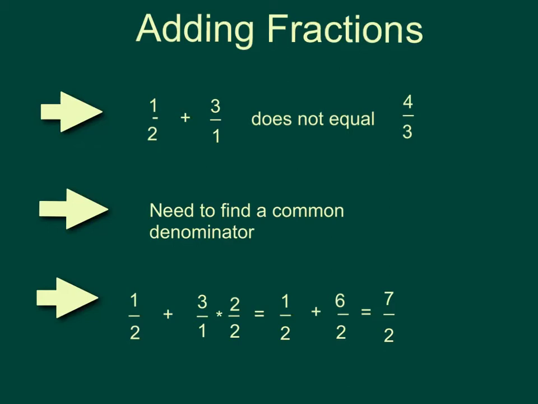2 over 2 is essentially 1, so anything multiplied by 1 is itself, so we are not changing that fraction, we are simply manipulating it. And the result is 1/2 plus 6 over 2, which gives us 7 over 2, because once we have a common denominator, we can then simply add the numerators together.